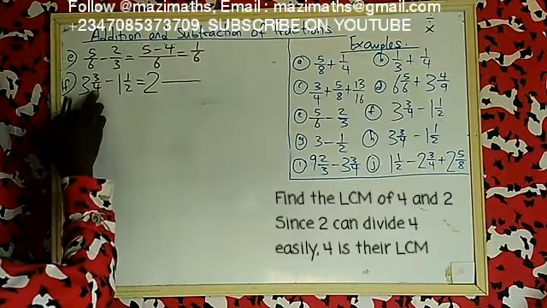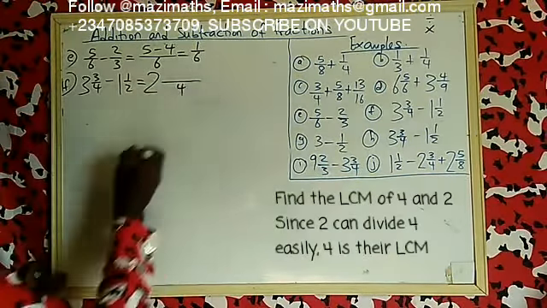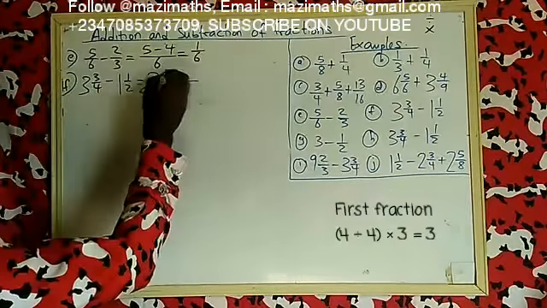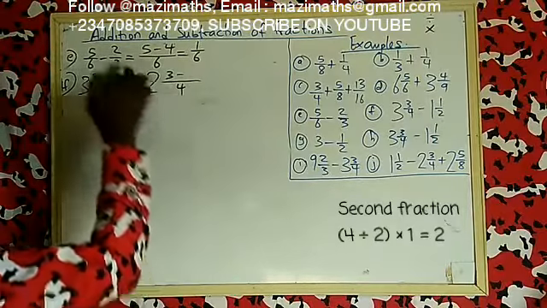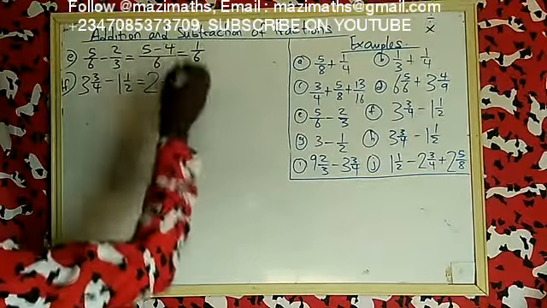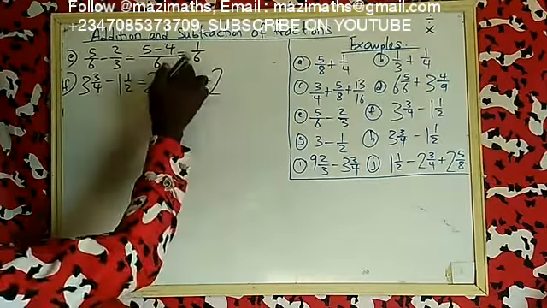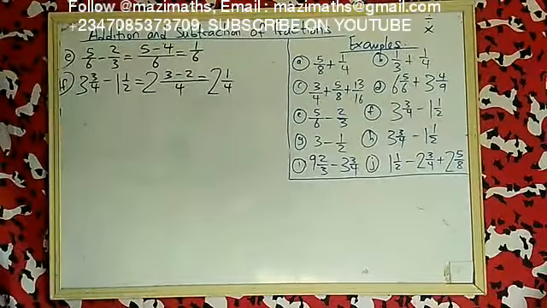You can look for the LCM of 4 and 2. And the LCM of 4 and 2 is 4. How many 4 are inside 4? Now 1. 1 times 3, 3. Minus, put minus. How many 2 are inside 4? Now 2. 2 times 1, 2. Now let's go. This is your whole number still here. That is 2 whole number. 3 minus 2, that is 1. And then over 4. You are through with that one.